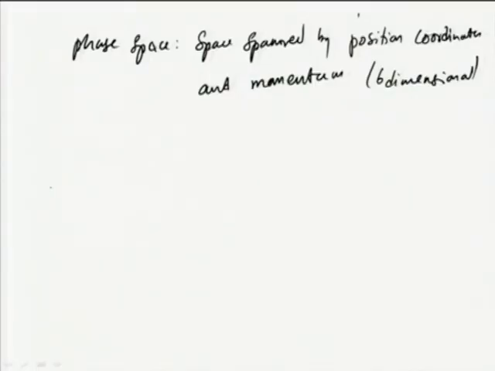Now, let us consider a particle. In quantum mechanics, a particle's momentum can be determined only with some minimum uncertainty. You cannot determine the position to infinite accuracy.